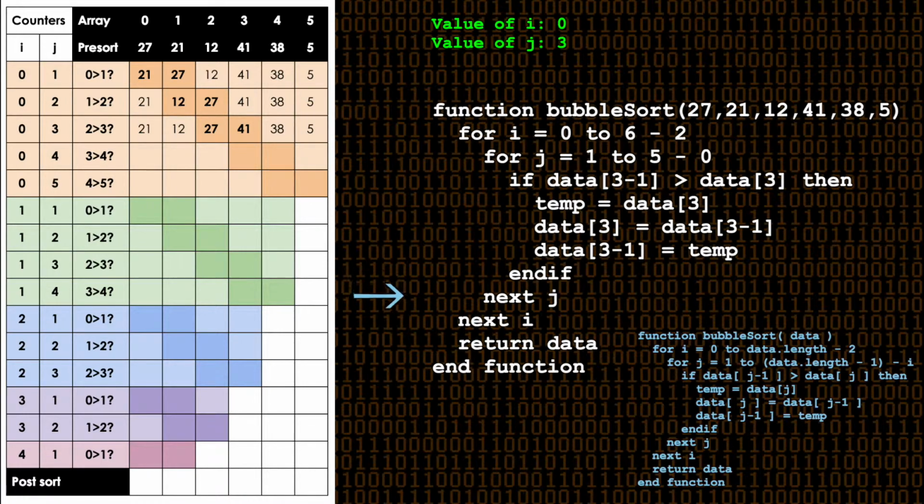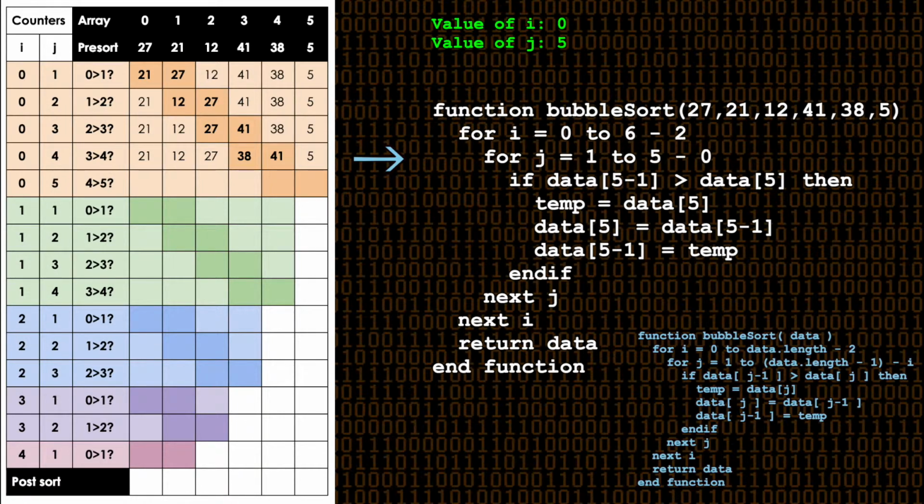So now j goes up to the next value, which is 4. So j has the value 4, and we're going to check if the value before j, element 3, is bigger than what's in j, element 4. So we're checking if 41 is bigger than 38. 41 is bigger than 38. So go inside the if statement, swap them around, go to the next value of j.